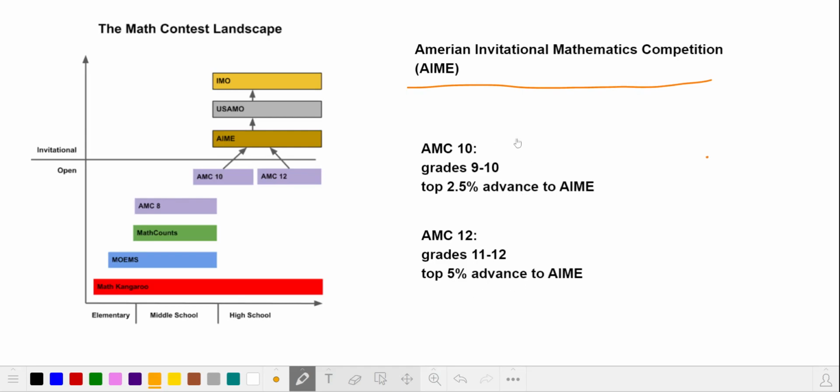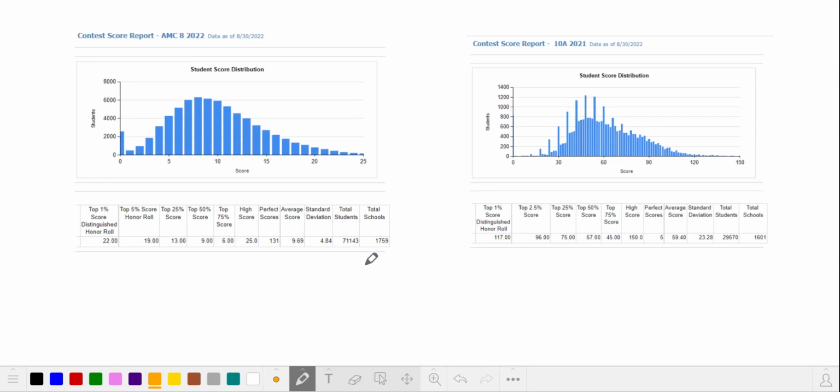The AMC 10 is typically taken by students in their freshman and sophomore year, and the AMC 12 is taken by students in their junior and senior year, although younger students can still take the AMC 12. Here are recent and typical score distributions for the AMC 8 and the AMC 10. These exams both have 25 questions and are multiple choice.